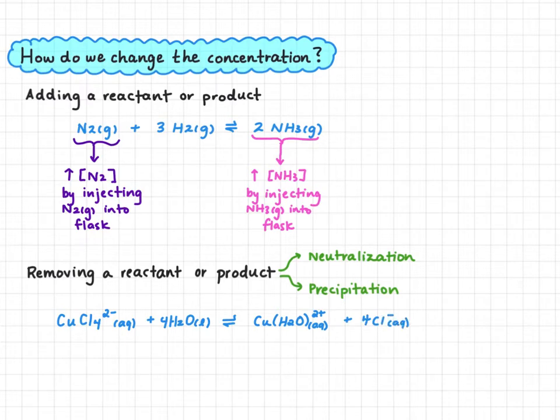If we wanted to reduce the concentration of chloride ions, we could simply add silver nitrate, because the addition of silver ions will form a silver chloride precipitate, which will effectively reduce the concentration of chloride. So anytime you see the addition of something that's not directly in the reaction, think about removing a reactant or product and look for possible neutralization or precipitation reactions.